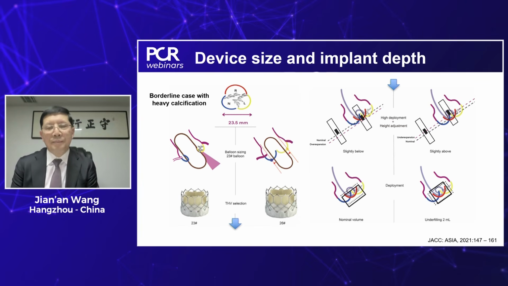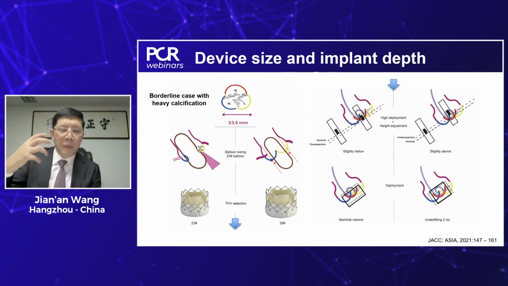Here are two examples for the balloon expandable device: how to select the proper device size and how to have a proper implant depth. For a borderline case with heavy calcification, the annular diameter is 23.5. When we do the balloon valvotomy and inflate the balloon, on the left we can clearly see a waist there. That means the resistance of the calcified tissue over there is very strong.